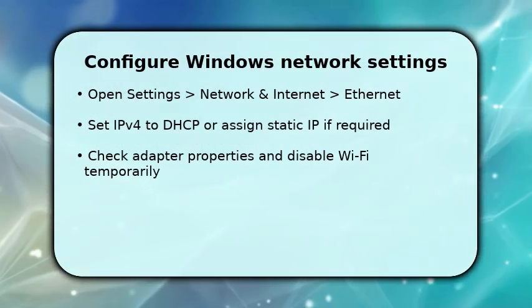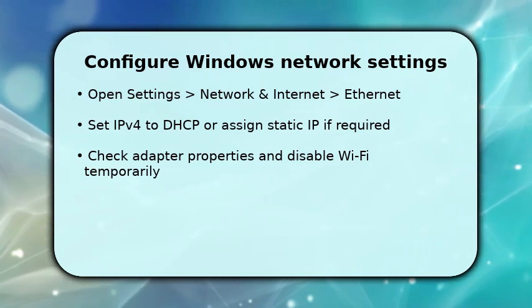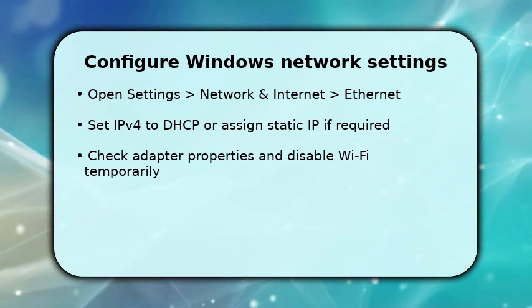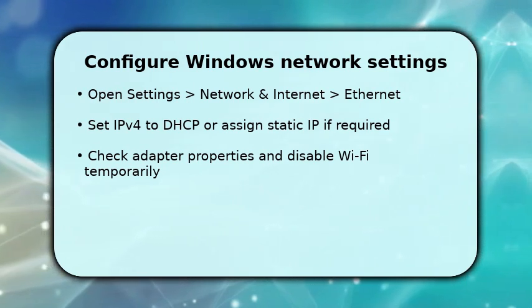Once physically connected, open Settings, then Network and Internet, and select Ethernet so you can inspect the connection state. Checking here tells you whether Windows detects the link.